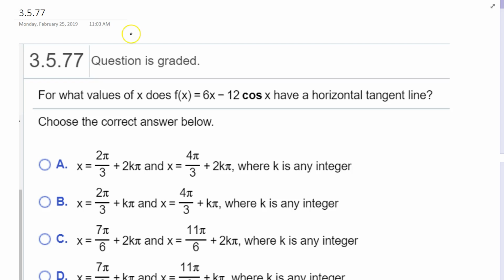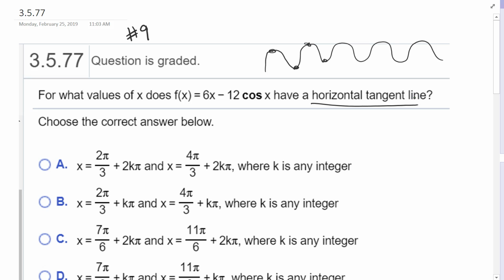The purpose of this video is to go over question number 9 in the 3.5 homework. We're looking for the values in this trigonometric function that have a horizontal tangent line. If we look at a trigonometric function, it's going to be sinusoidal. So we're going to have this wave, and you can see where the first derivative equals 0 is going to be possible horizontal tangent lines.